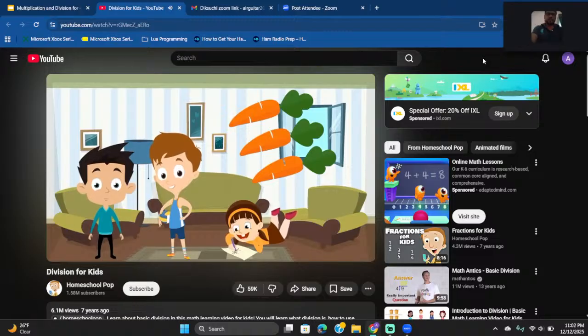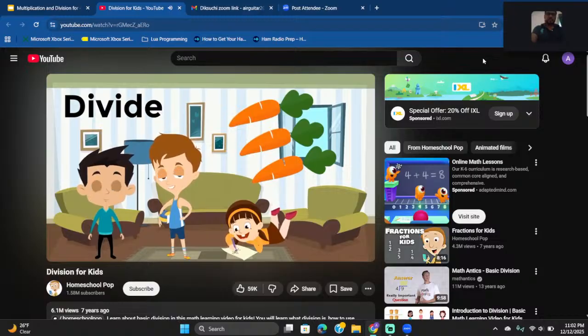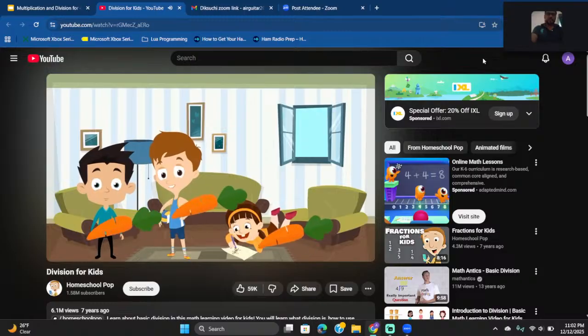We are going to have to divide the 3 carrots amongst the 3 kids. So let's figure this out. How many carrots does each kid get? Do you know? Each kid gets 1 carrot. Pretty simple, right? 3 carrots, 3 kids, each kid gets 1 carrot.